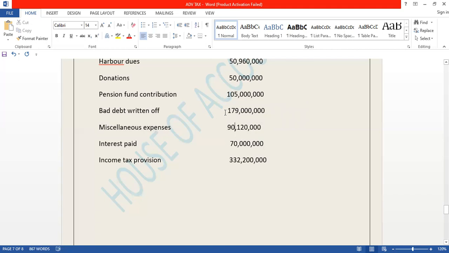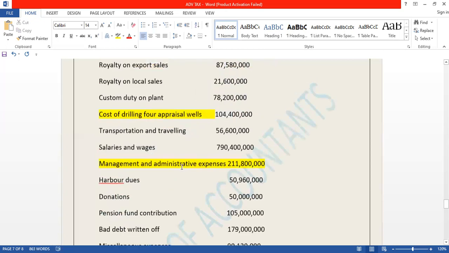How about bad debts? There's no information about bad debts, so that will remain the same thing. Now, our interest will remain the same thing. This is interest paid. It's only interest provision or accrued that is not allowed under tax. But if it is interest paid, it is allowable. Then income tax provision, we don't allow provision under taxation, so you remove this provision out of it. So we can calculate all these costs together.